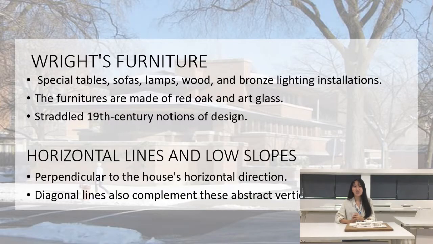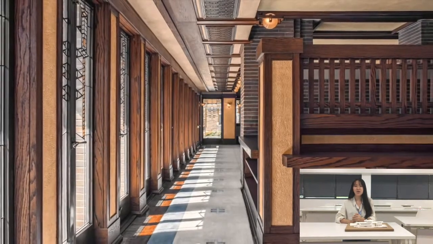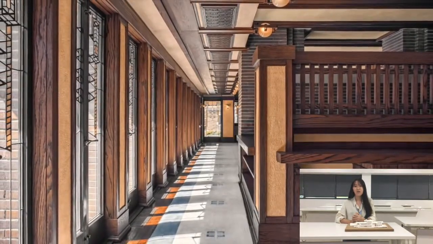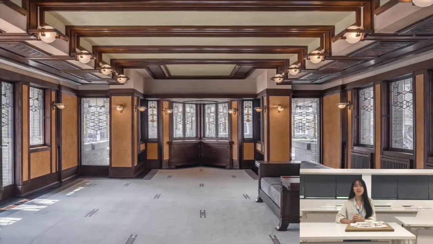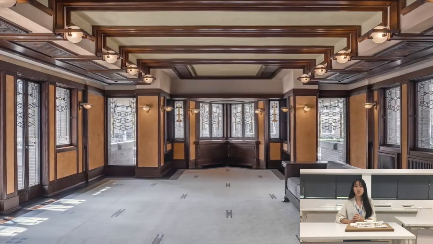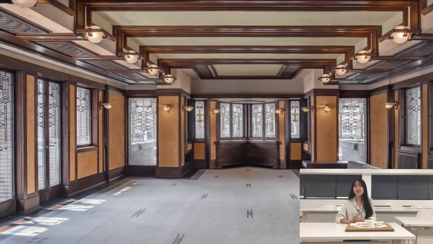And the last characteristic of Robie House is horizontal lines and low slope. The majority of glass panels are perpendicular to the house's horizontal direction. This is found in the bow-shaped window on the west side of the living room, but diagonal lines also complement this abstract vertical truss, just as the diagonal lines are distributed horizontally.